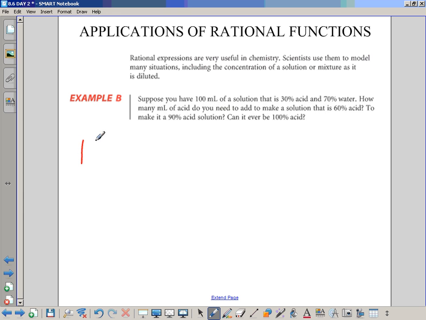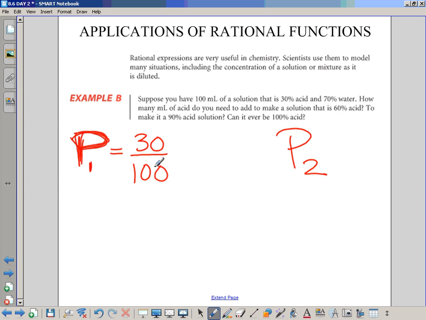So currently the percentage that we have right now, let's call that P1. It's our current percentage. P2 will be the percentage that we're trying to shoot for, that we're trying to change it to. So the current percentage, P1, is 30 out of 100 parts is acid, right? If it's 30%, then out of those 100 milliliters, we have 30 that are acid. So 30 milliliters out of 100.